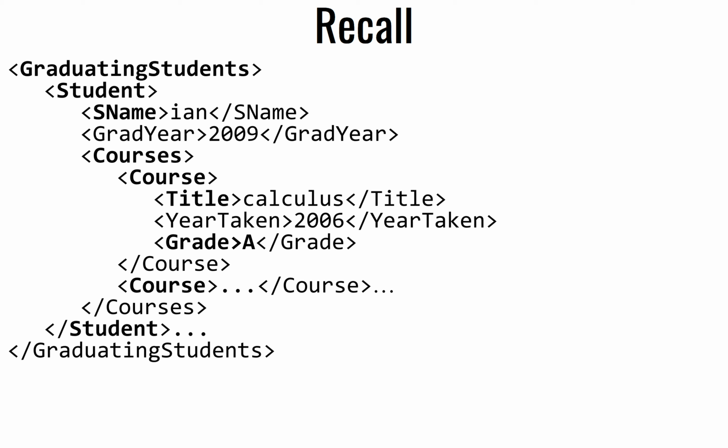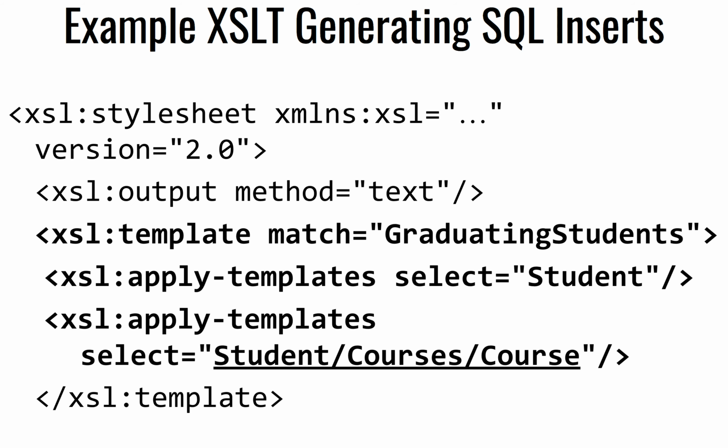So remember, this is the input XML document, which we already saw in two transformations. Let's look at a third. So here we're pattern matching against graduating students, and we're going to execute two templates. One is going to match the student, right? So it's going to match all the students. What that's going to do is generate all the inserts for inserting all the students, yes, the applicants. And then the second template is going to iterate over all the courses for all those students. Yes, it's going to then generate all the inserts into the course taken table.